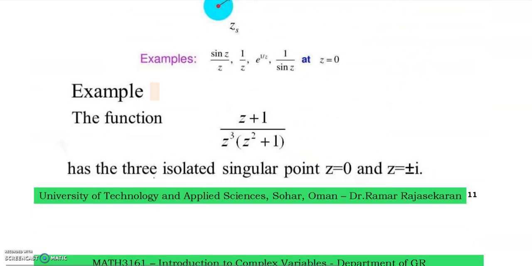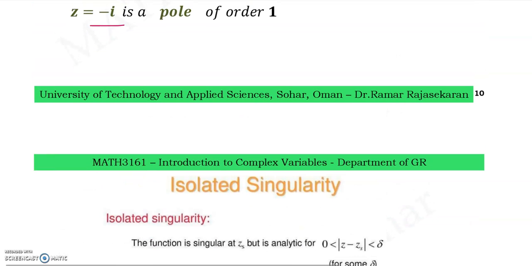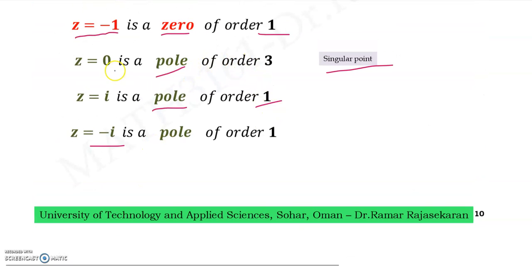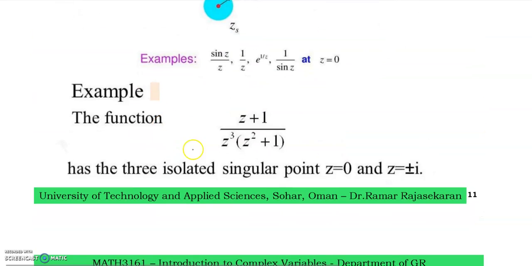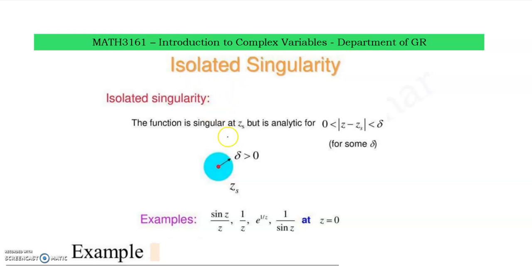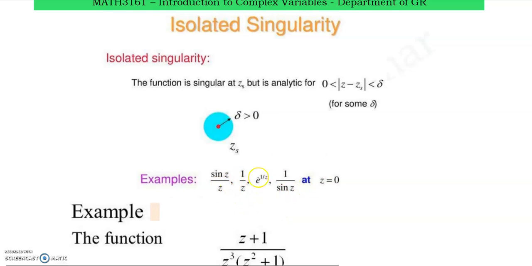But here we are writing the three isolated singular points: z equal to 0 and z equal to plus or minus i. Now, the pole is nothing but, see here, z equal to 0 is a pole, z equal to i is a pole, z equal to minus i is a pole, which is nothing but an isolated singular point. We can call the pole by another name, isolated singular point, that is z equal to 0, z equal to i, z equal to minus i. Now, what is an isolated singularity? The definition is given here.